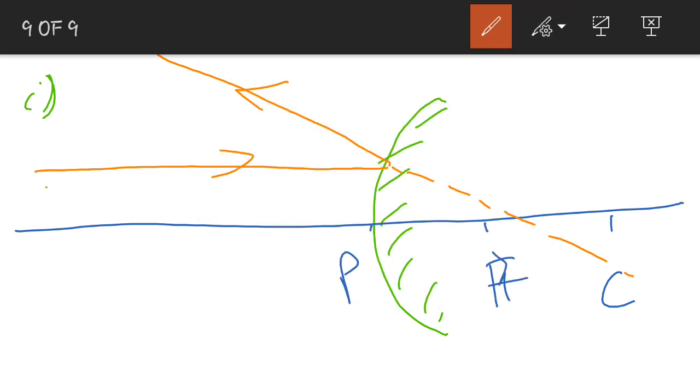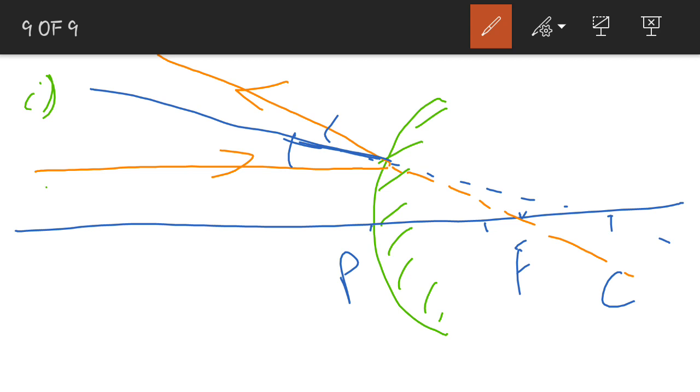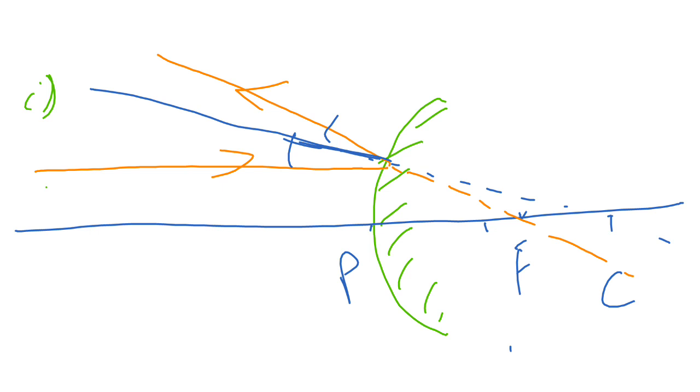Clear? If you take it properly, you will be able to draw it. So this will be our focus. This is how you have to draw, and then it will also pass through the center of curvature. You can draw a line parallel and show that the angle of incidence is equal to the angle of reflection. In the examination you will also get this type of question, so you have to be careful and practice more for the convex mirror.